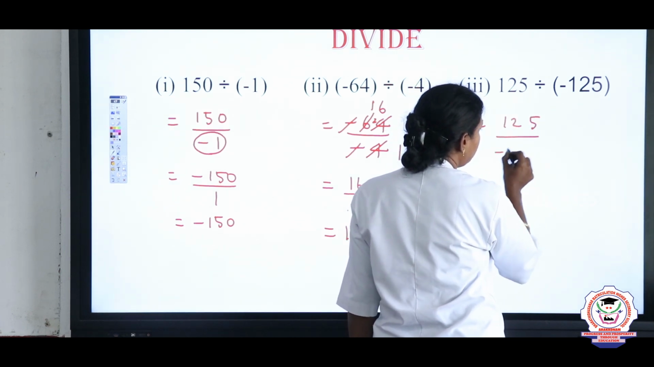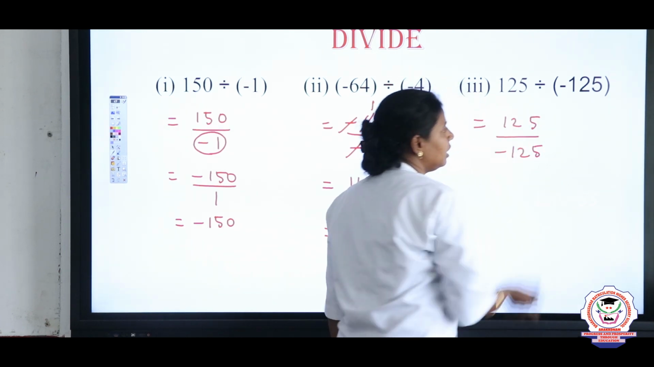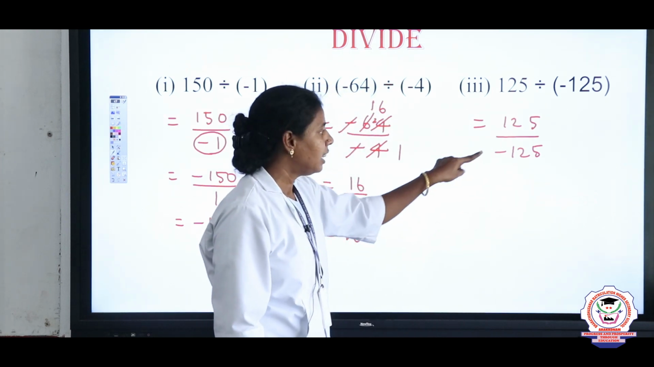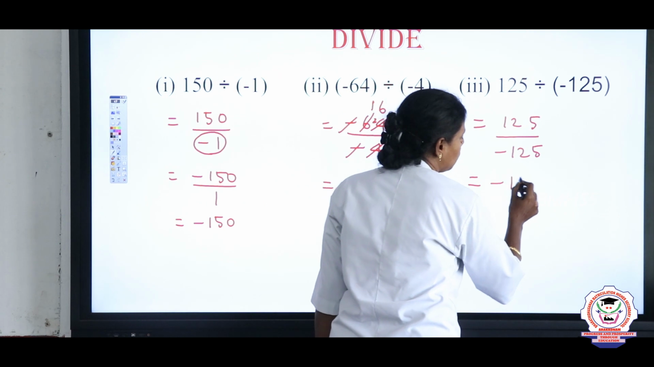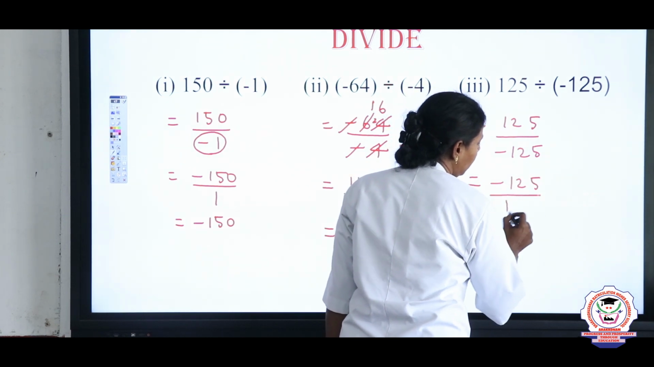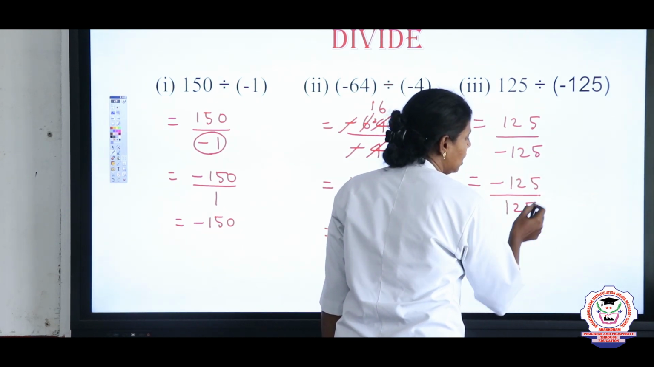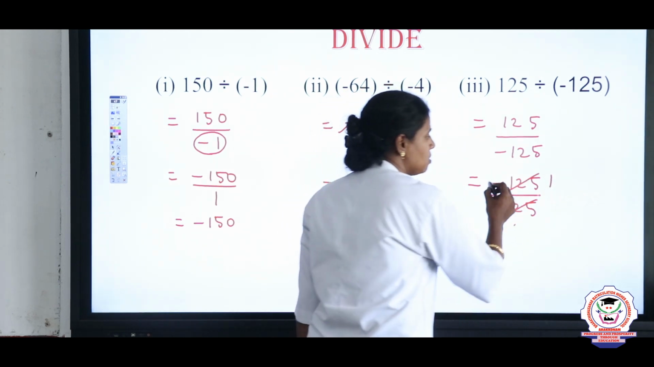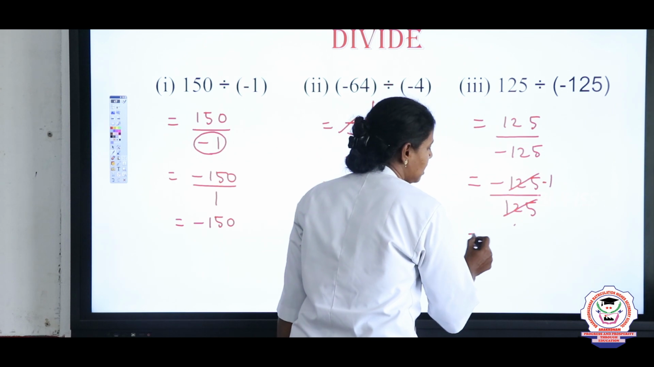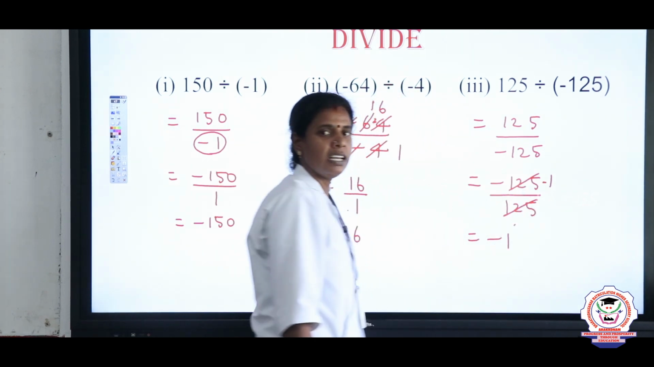The next example is minus 125 divided by 125. First, what are we going to take? The negative sign to the numerator, that is minus 125 divided by 125. So, both the numbers can be cancelled 1 time. A negative number, so the answer is negative. So, the answer is minus 1.